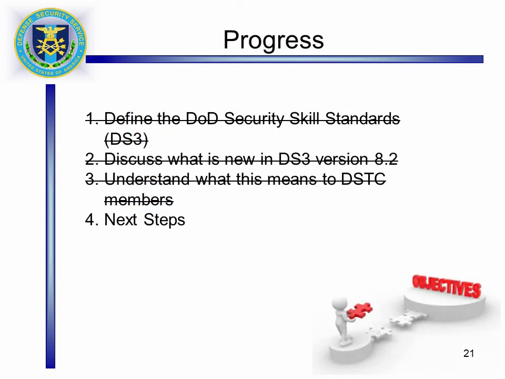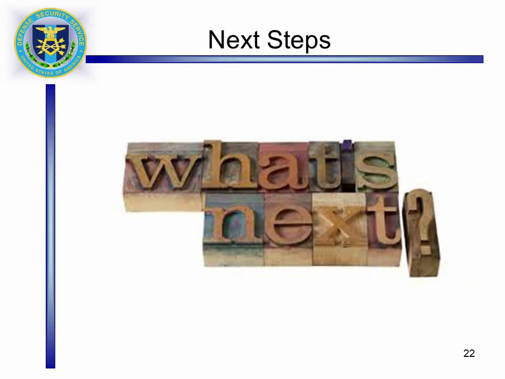Once again, looking at our agenda, that covers how the document is intended to be used by the community. Let's look now at what the next steps are for the DS3. At this point, the DS3 has been sent to the DSTC and the security community for their review and comments. Those comments have been received and mitigated and incorporated into the final version of the DS3 version 8.2. That is currently awaiting vote by the DSTC for approval.